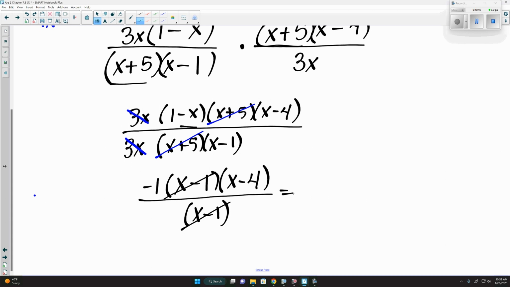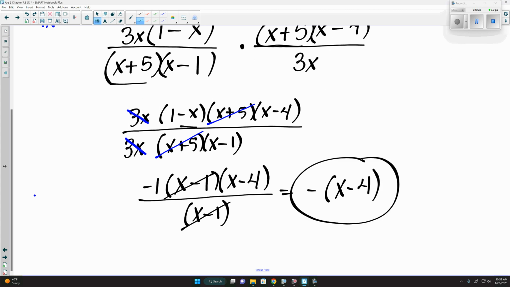And let's see what that leaves us with. Well, we still have the x minus 4, but we also have the negative in front. So this whole thing simplifies to negative x minus 4, or we can say negative x plus 4. But the only difference between those two is that I multiplied the negative through, giving us the other version. They're the same answer. Questions on this here?